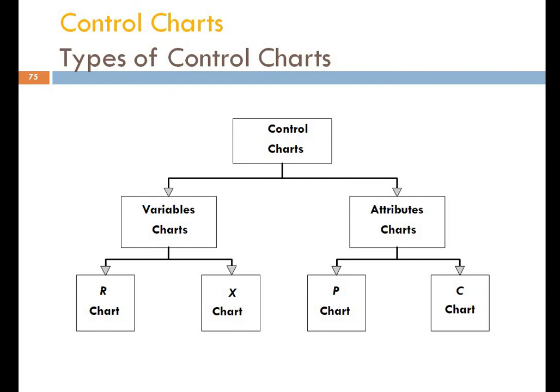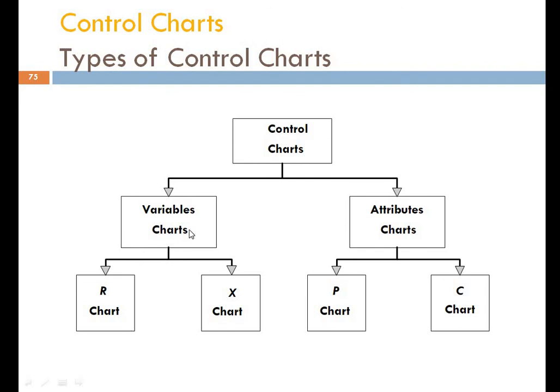By this diagram, the types of control charts we are going to study are divided into two categories. One is variable charts, another is attribute charts. For variable charts, we have the R chart, that is range, and the X-bar chart, where X-bar means mean, the central line of tendency. So the R and X charts are included in the variable charts. As far as attribute charts are concerned, we have the P chart, which means percentage or proportion, and then the C chart, the count chart.